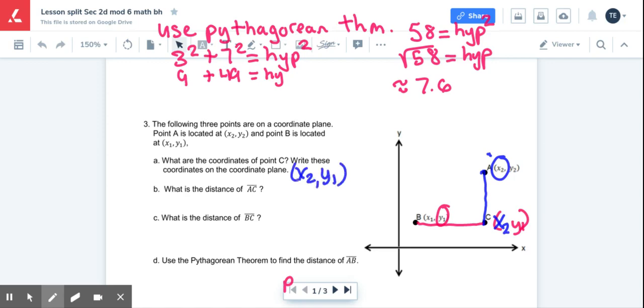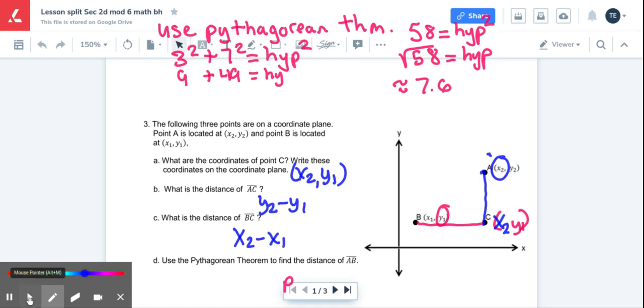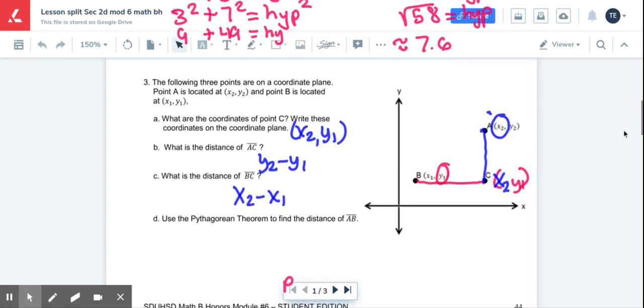Okay, to find the distance of AC, remember we're going to look at the two verticals, so we would just subtract y sub 2 minus y sub 1. And to look at the distance of BC, we know that vertically it's the same, so we're looking at the horizontal difference, that is x sub 2 minus x sub 1. Then we would use Pythagorean theorem to find the distance.